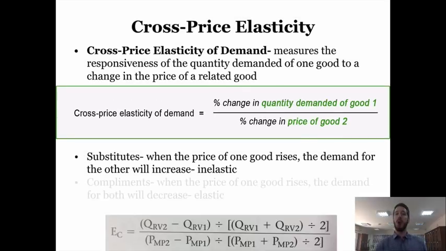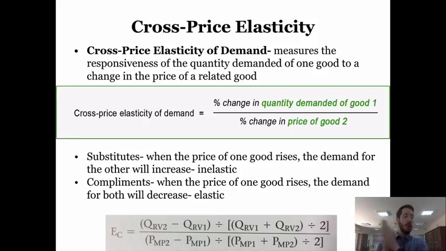Let's also talk about cross-price elasticity of demand. Cross-price elasticity of demand measures the responsiveness of the quantity demanded of one good to the change in price of a related good. So if the price of peanut butter goes up, how does that affect the demand for jelly? If the price of falafel goes up, how will that affect the demand for pita bread? And we need to understand this because if you're a firm that has complements, or if you're a firm that has substitutes, you're Pepsi and you're competing with Coke, you need to understand how to react when prices of that other good change.